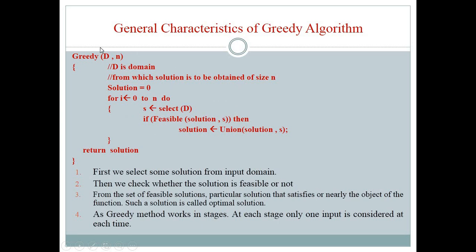So the pseudocode says we will have two things, first D and N. In that, D will be the domain for different activities, or different cases. N will be the total number of cases, and D is the domain of those cases. After it, we will find a solution. In the starting, the solution will be 0.